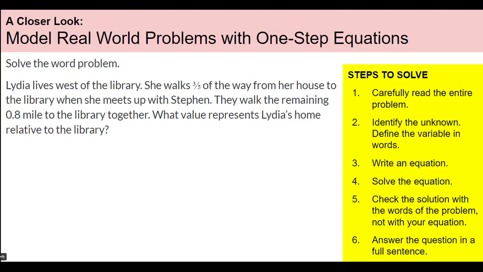All right, so if you look in the yellow box on the side, these are steps to solve word problems. Word problems can be challenging. It says carefully read the entire problem. Okay, and then as we're reading, we want to identify the unknown, the variable. That's really what are we trying to find? What is the question asking us, right?